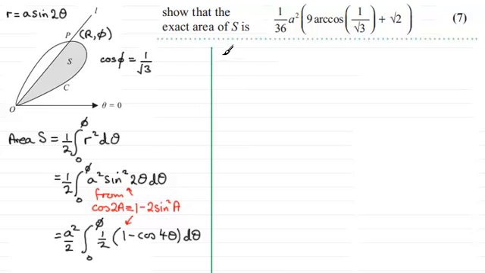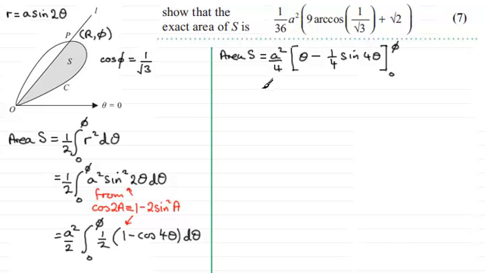So we'll have the area of S is equal to, well, if I take the half out now, we're going to have a squared over 4, and then we can integrate the 1 with respect to theta, that's going to be theta. Integrating minus cos 4 theta with respect to theta is going to be minus a quarter sine 4 theta. And that's going then between the limits of 0 to phi.